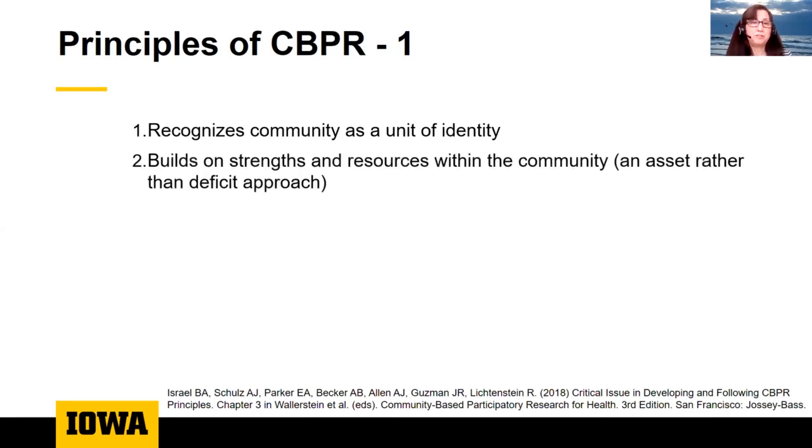The second principle of CBPR is that it builds on the strengths and resources within the community. So it is an asset rather than a deficit-based approach. CBPR seeks to identify and build on strengths, resources, and relationships that exist within communities of identity to address members' communal health concerns. These skills may include individual skills and assets, networks of relationships characterized by trust, cooperation, and mutual commitments, and mediating structures such as institutions of spirituality or other organizations where members can come together.